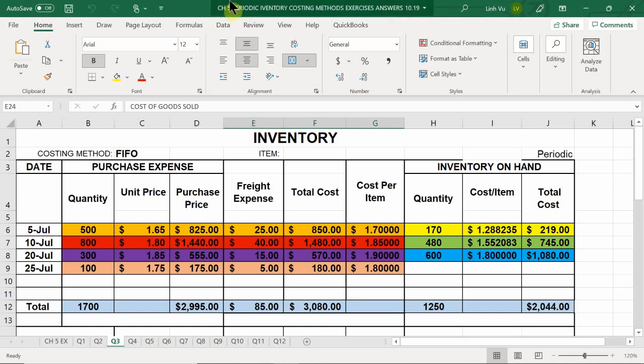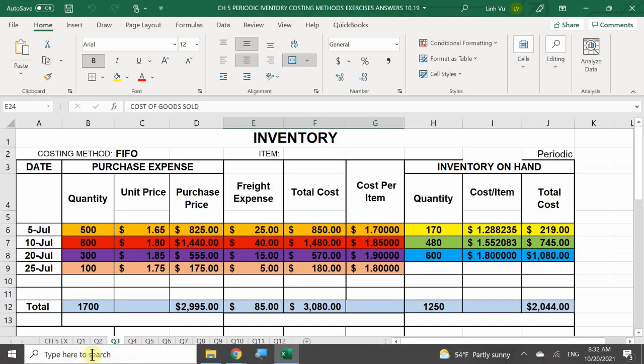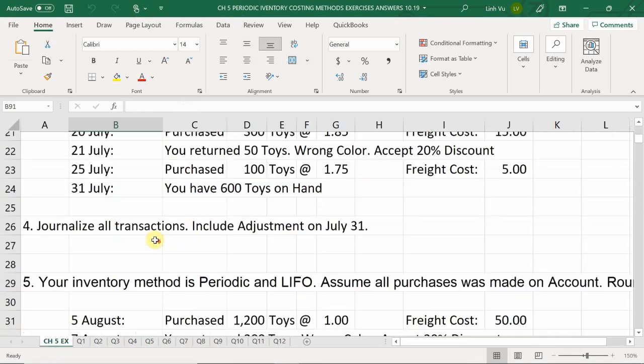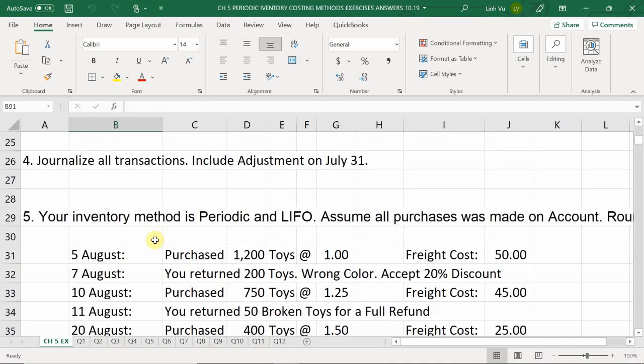Okay, so yesterday we just went over how to do FIFO while introducing what happens when we have some purchase returns and allowances, as well as beginning inventory. So now let's go ahead and continue on with question number 5 over here.